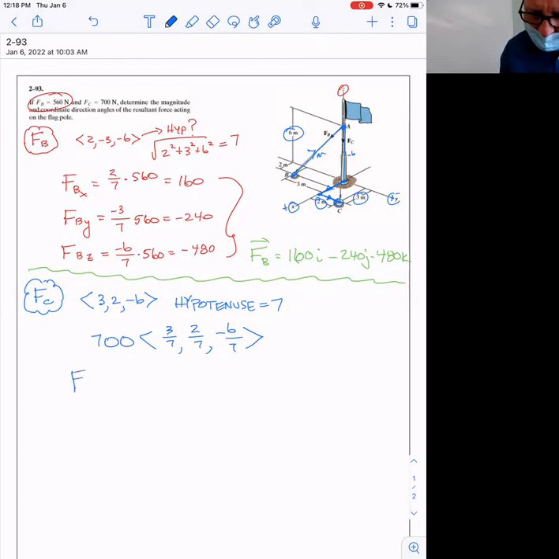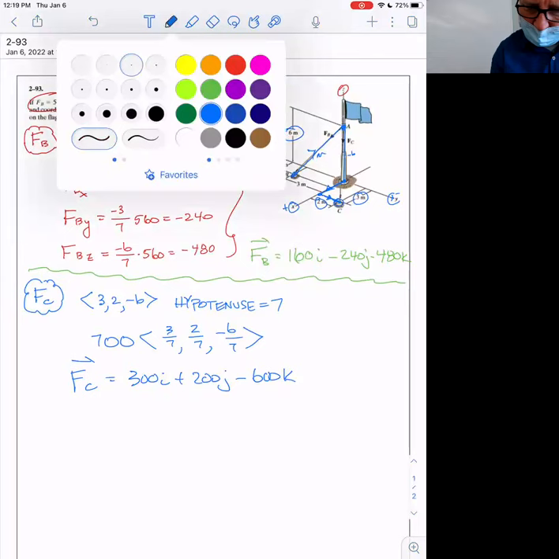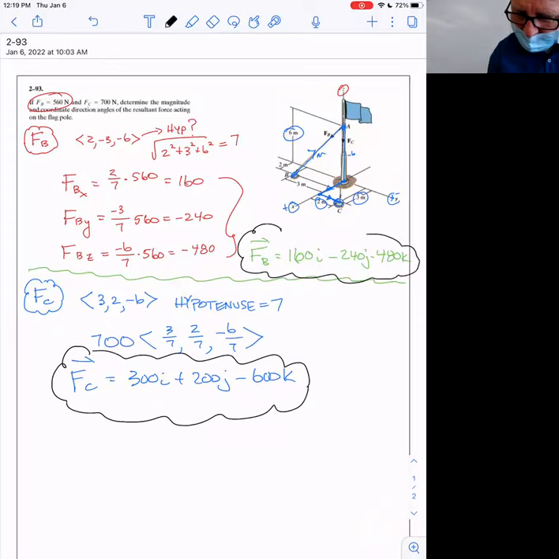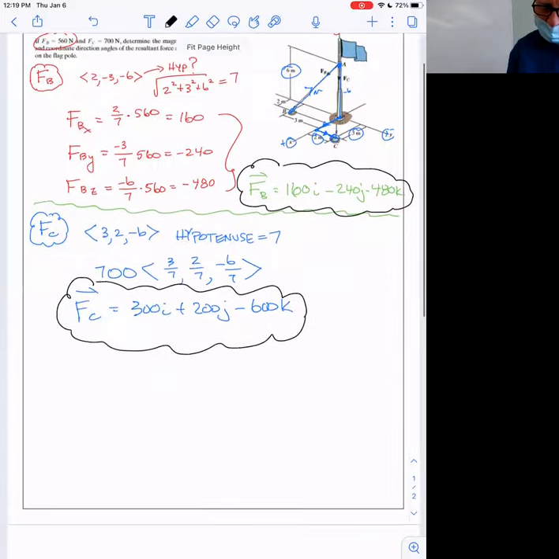So the force of C as a vector is 300. I'll go ahead and write I's, J's, and K's: 300I plus 200J minus 600K. Now that these two vectors have been broken into their X, Y, Z components, it's extremely easy to add them.